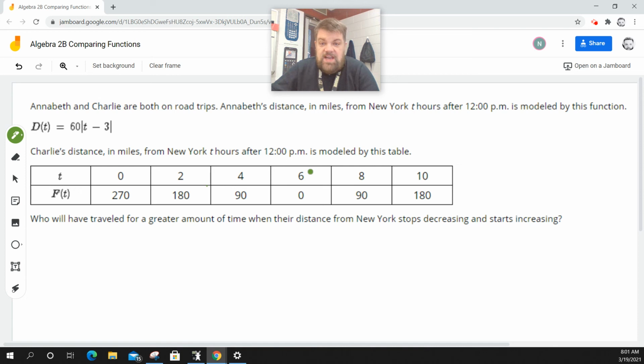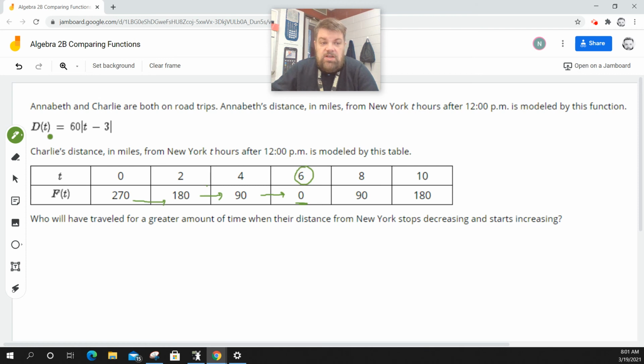So f of t and d of t represent the distance in miles. And if you notice, this is decreasing. To get from 270 to 180, I have to decrease. To get from 180 to 90, I have to decrease. So we're waiting until we get to zero, okay? We're looking for the x-intercept. And for Charlie, it's 6 hours.